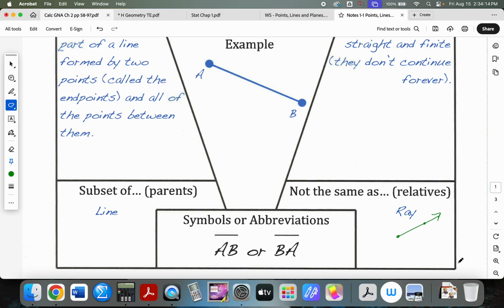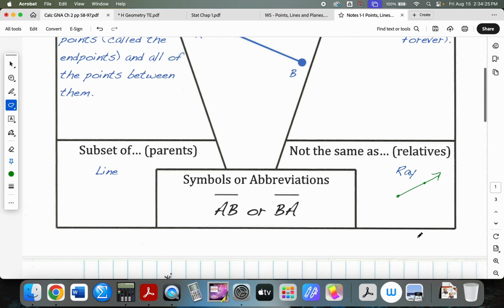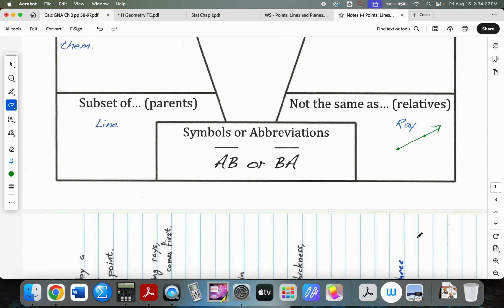So add that if you would, please. This is what a ray looks like. A ray is also part of a line. Oh, sorry. If ever something is in a place where you can't see it well, just let me know.